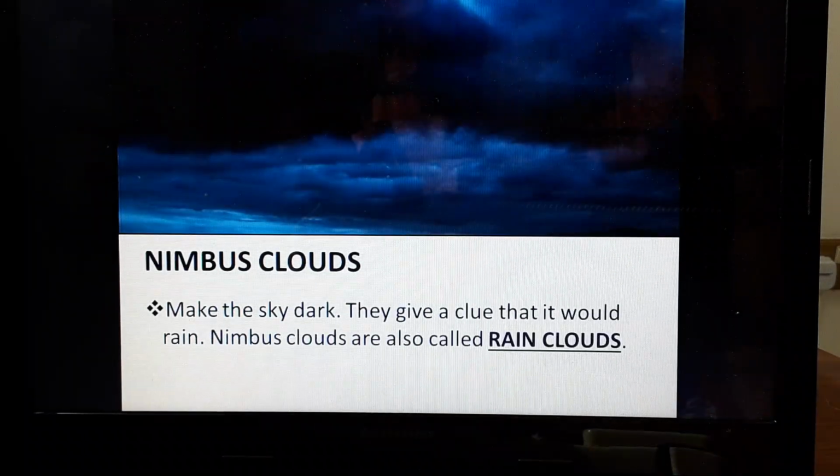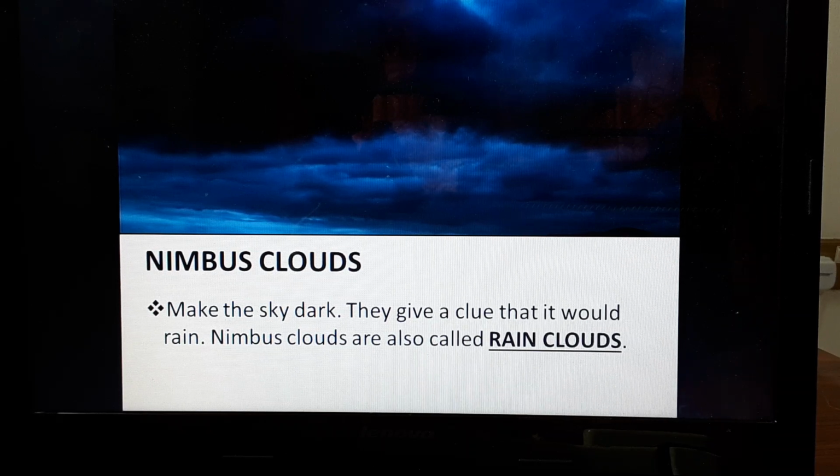The next type of clouds is the nimbus clouds. It's just like you're looking up at the sky and it's already nighttime. I don't like these clouds because I cannot go out and go to places where I want to go. For you kids, when you see the nimbus clouds, always bring an umbrella and raincoat with you. Why? Try to observe the picture of the nimbus clouds.